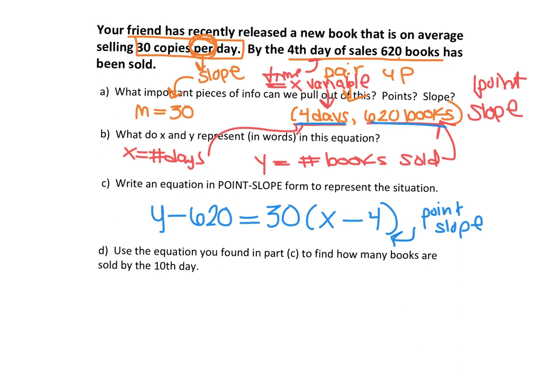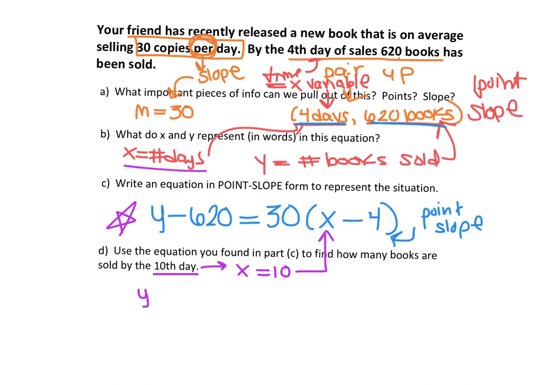So here we've written the equation of a line in point slope form. We utilized a point and a slope to write this equation. Then finally in part D, we're actually going to apply this. It says use the equation you found in part C to find how many books are sold by the 10th day. Well, I see day, and I know that x corresponds with the number of days, so this is saying x is equal to 10. So I'm going to take my equation written in point slope form, and I'm going to substitute 10 in for x.